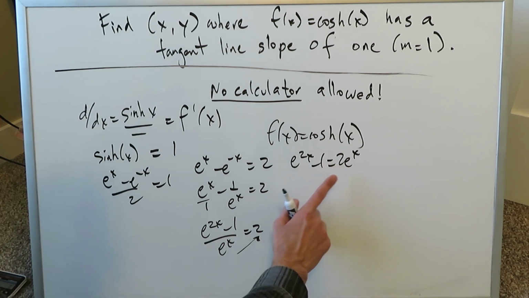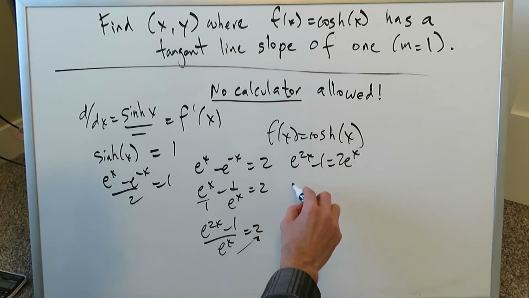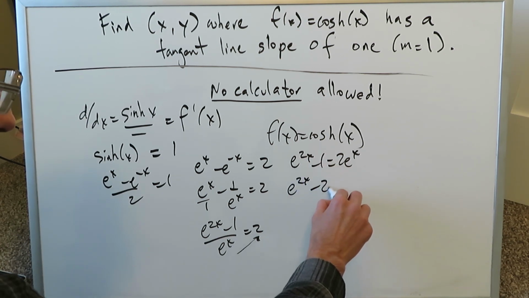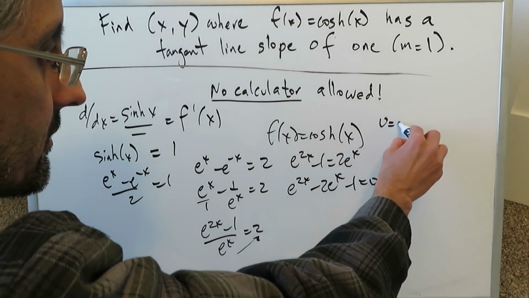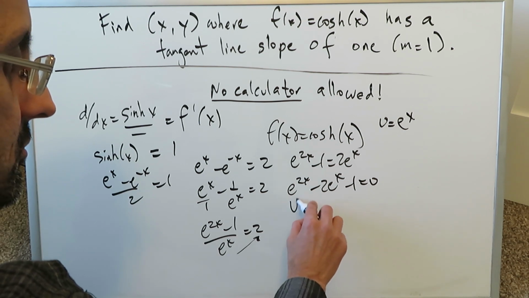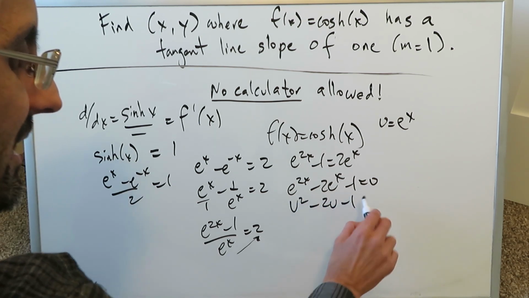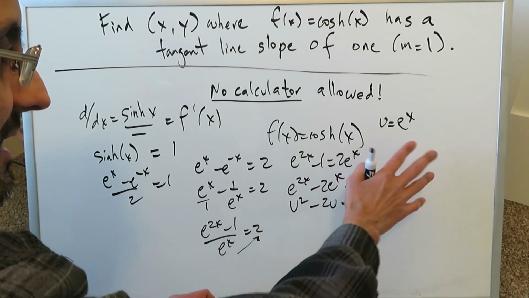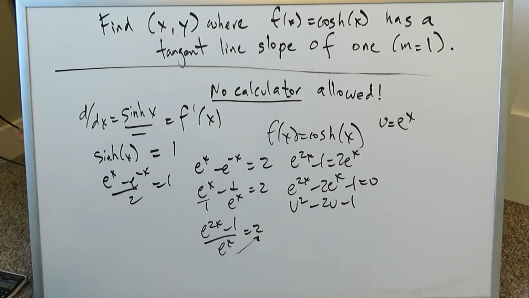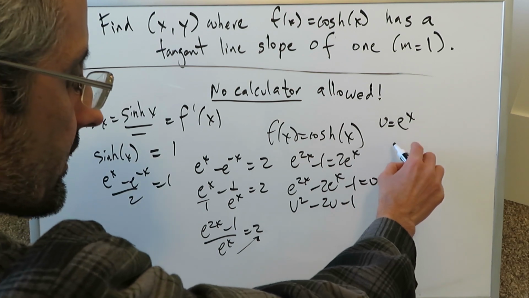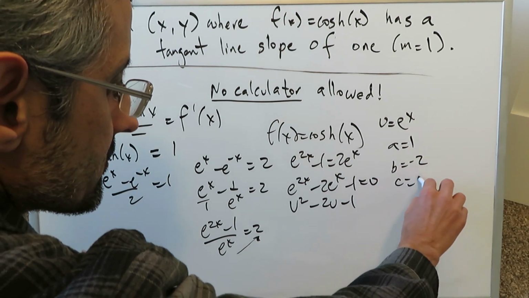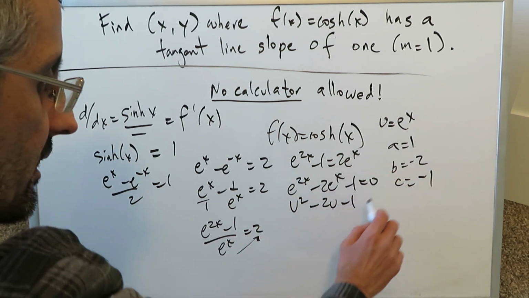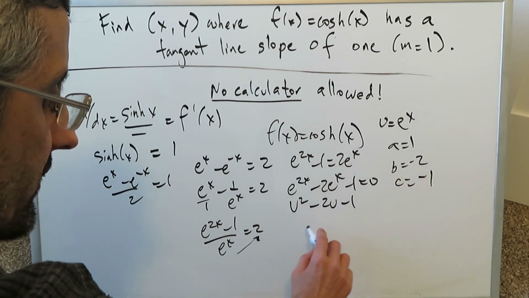Bring everything to one side and create a quadratic style of equation: e^(2x) minus 2e^x minus 1 equals 0. Substitution: u is equal to e^x. We're looking here at u squared minus 2u minus 1. Bring in the quadratic formula: x equals minus b plus or minus the square root of b squared minus 4ac, divided by 2a. Again, calculator not allowed. a is equal to 1, b is equal to minus 2, c is equal to minus 1.